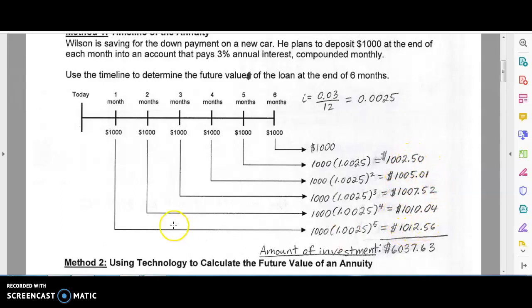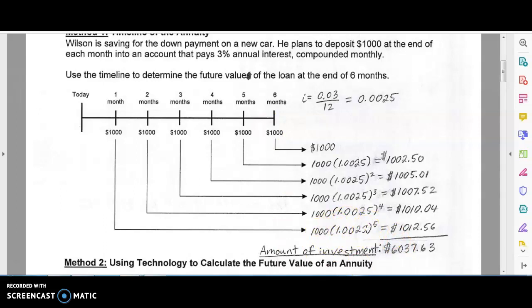So let's look at the first payment as an example. At the end of the first month, he pays the $1,000. And how many months do you have left at this point in your investment? Well, if it's the end of 1 month and you have 6 months total for the life of your investment, that means you have 5 months left. So we have to figure out how much interest this $1,000 will make over 5 months. And we do that down here by using our compound interest formula.